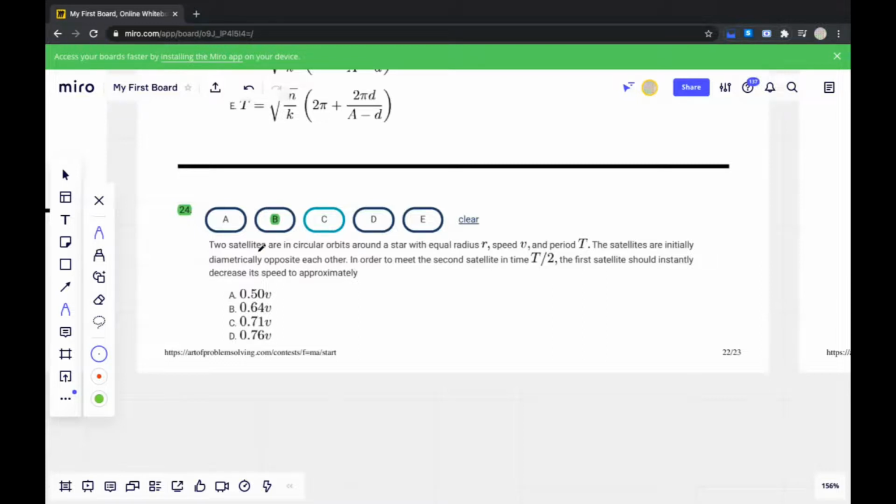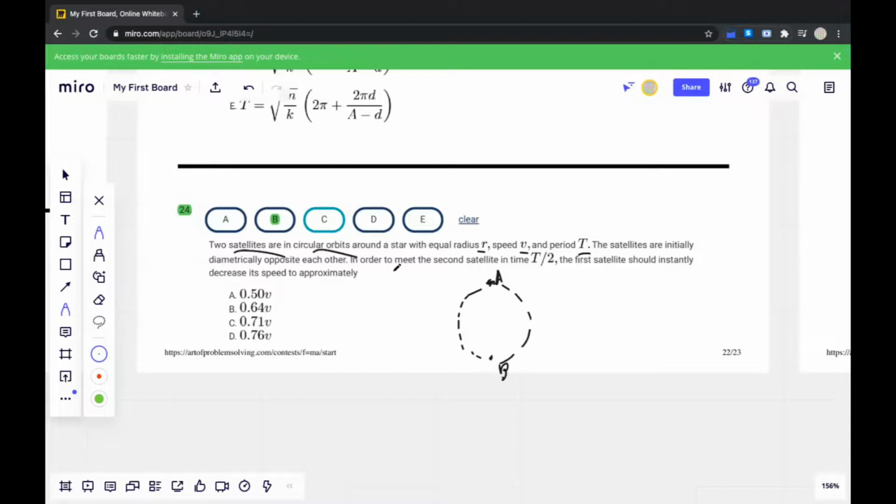For problem 24, we have 2 satellites that are in circular orbit around a star with radius r, speed v, and period t. And they're initially diametrically opposite from each other. So we have one satellite over here, let's call this satellite A, and another satellite on the opposite side, which is satellite B. And they're rotating in a circular path like this.